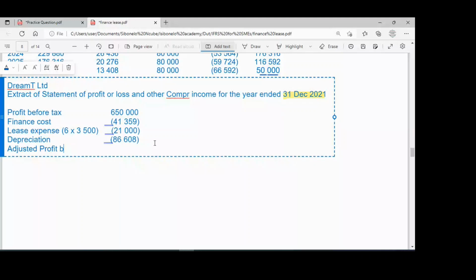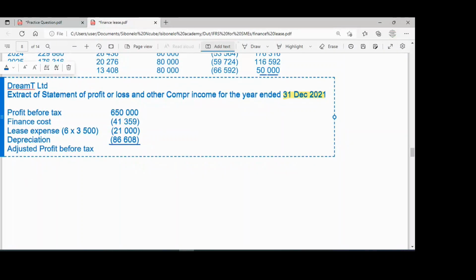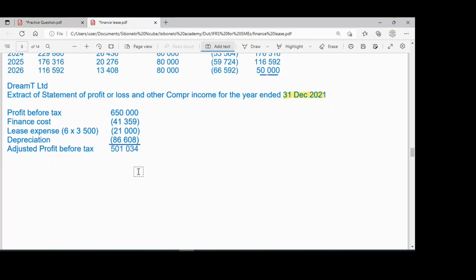So adjusted profit before tax is about how much? So 650 minus all these others because they are expenses. 501,034. 501,034. Okay, so this is our PPT.